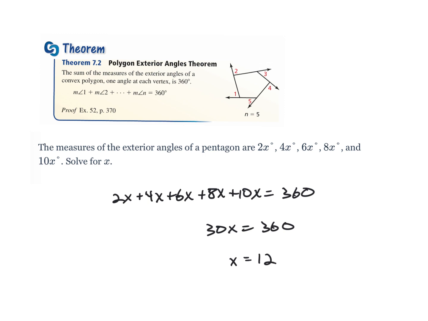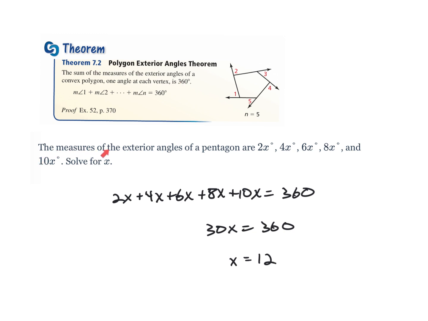All right, now, the last thing we're going to talk about is the exterior angle theorem. That just says that the sum of the measures of exterior angles of a convex polygon, one angle at each vertex, is 360. So the sum for any convex polygon is 360 degrees. Doesn't matter how many sides.